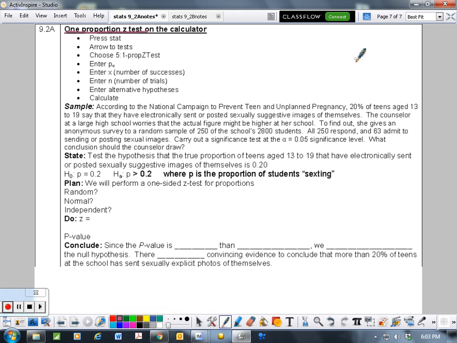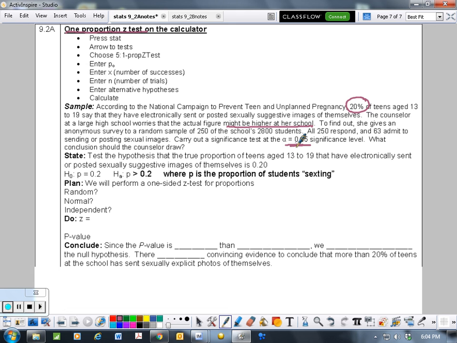And so now we're going to go ahead and look at the problem itself. According to the National Campaign to Prevent Teen and Unplanned Pregnancy, 20% of teens aged 13 to 19 say they have electronically sent or posted sexually suggestive images of themselves. The counselor at a large high school worries that the actual figure may be higher at her school. So to find out, she gives an anonymous survey to a random sample of 250 of the school's 2,800 students. All 250 respond, and 63 admit to sending or posting sexual images. Carry out a significance test at the 0.05 significance level. What conclusions should the counselor draw?